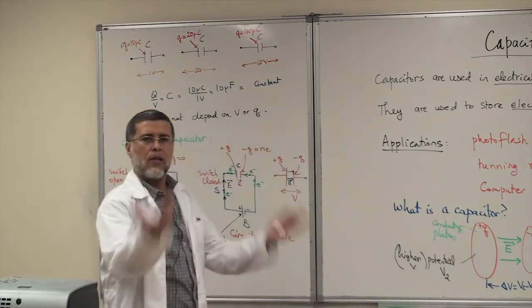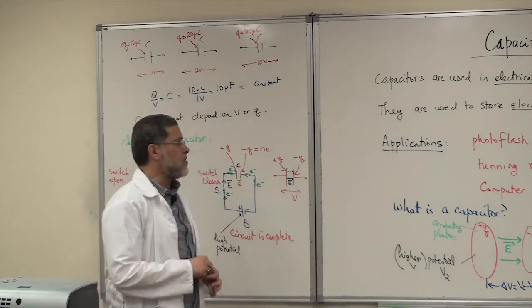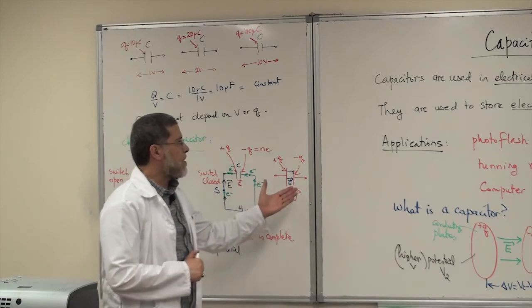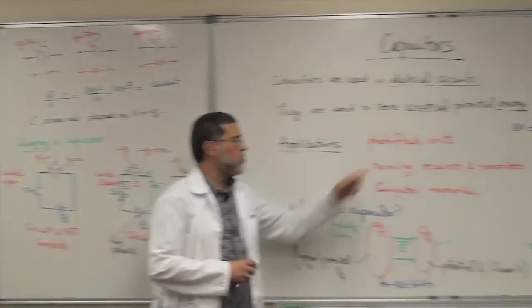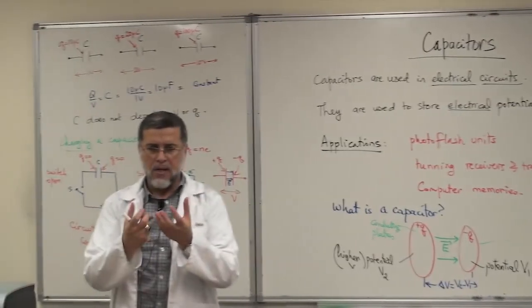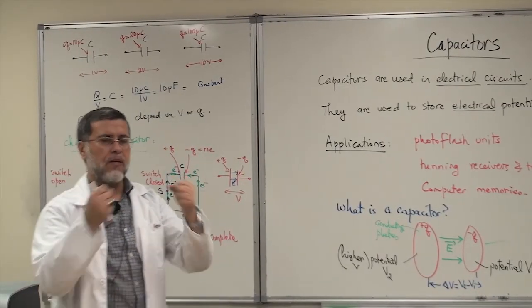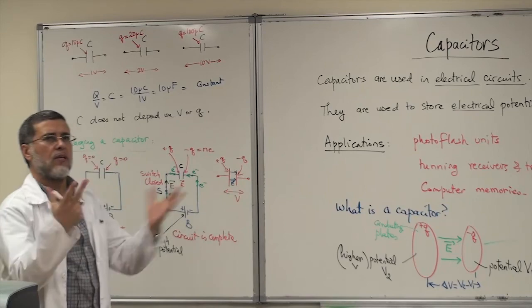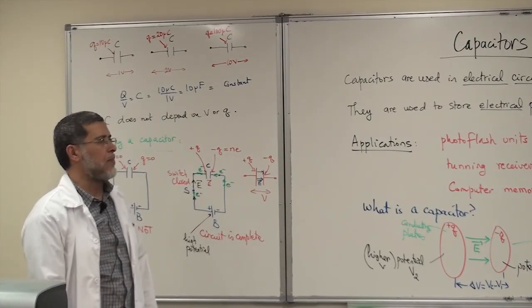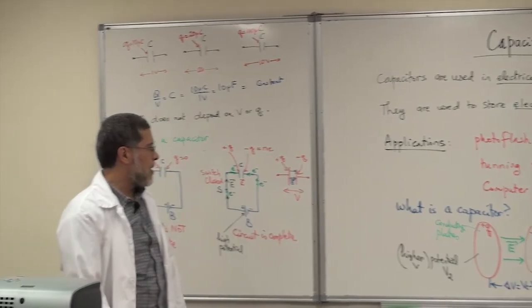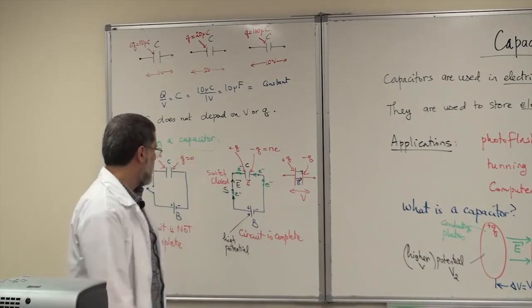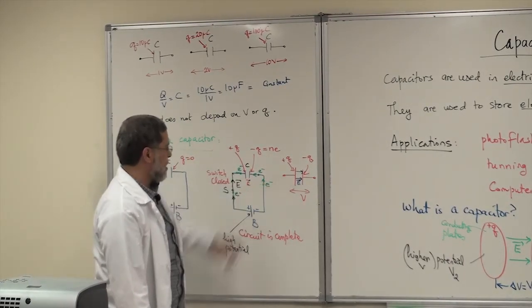You can change it into light and so on. Okay, and that's the application of the photo flash unit. You charge the capacitor, and then you discharge it, and then you get this flash, high intensity light, which will give you brightness in the room, and you can take pictures. Okay, so this is how you charge a capacitor.